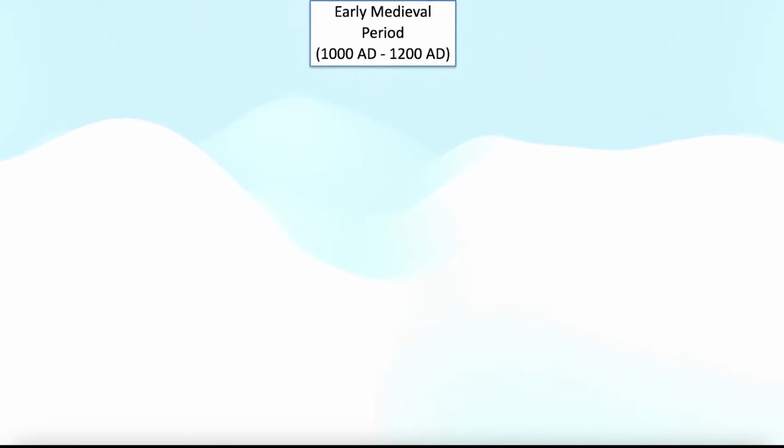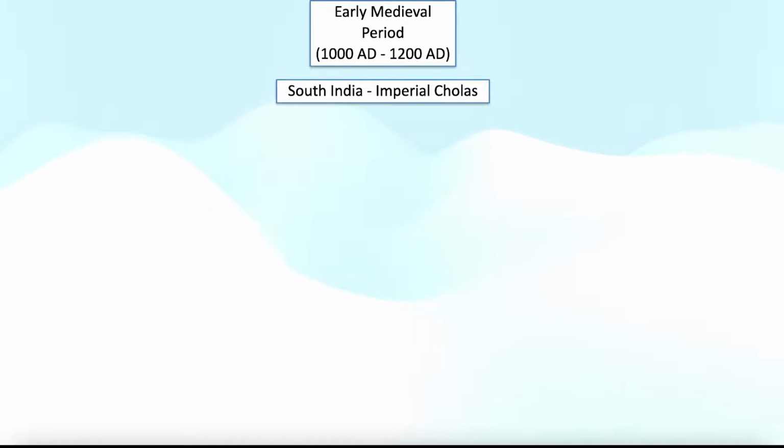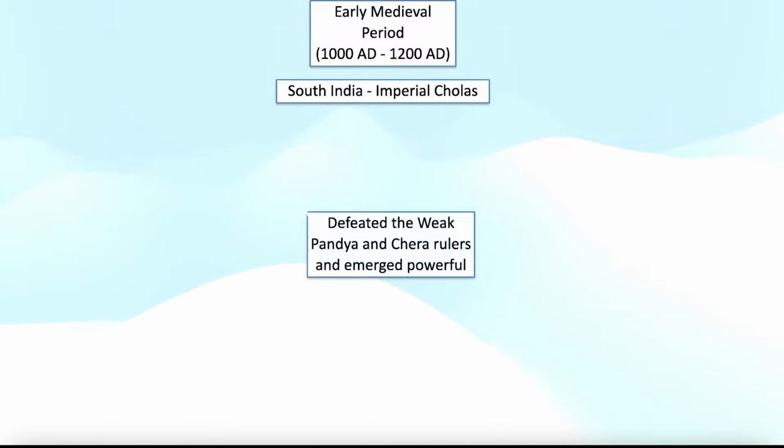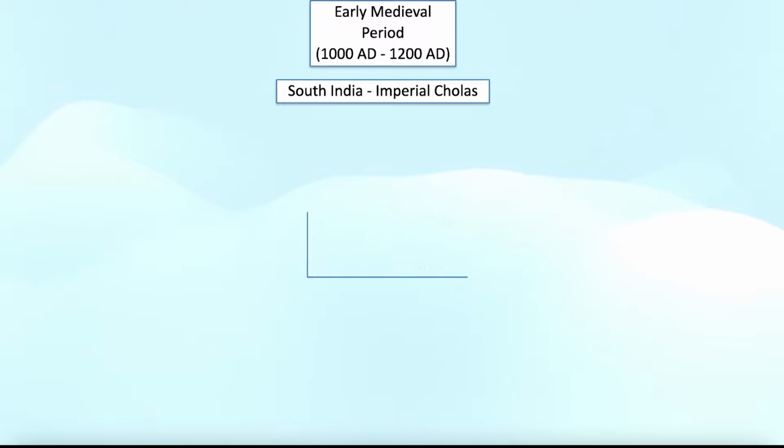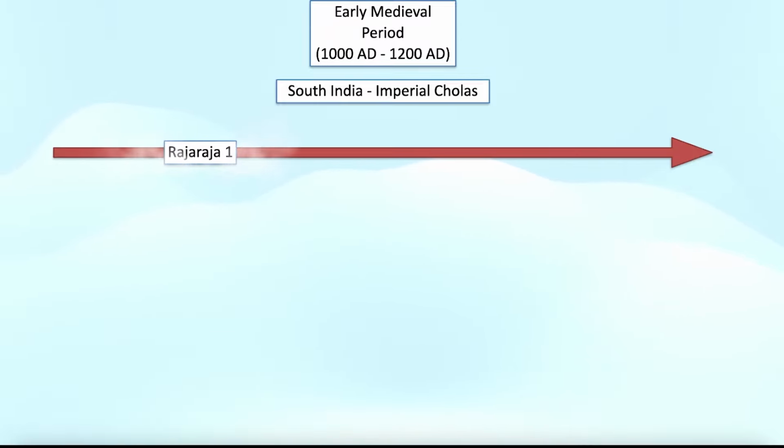Now, we will have a look at the early medieval period from the point of view of South India, where the Imperial Cholas ruled. While the north burned with invasions, the south rose like a phoenix under the Cholas. They defeated the Pandyas and Cheras and built not just an empire, but a civilizational legacy. They became powerful. The first powerful king was indeed Rajaraja Chola. Now, the founder was Vijayalaya Chola.